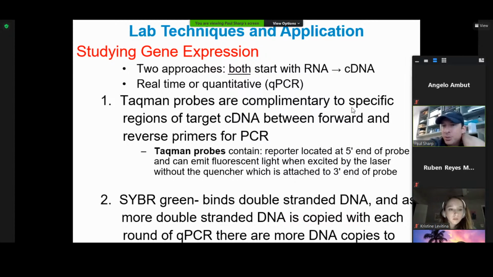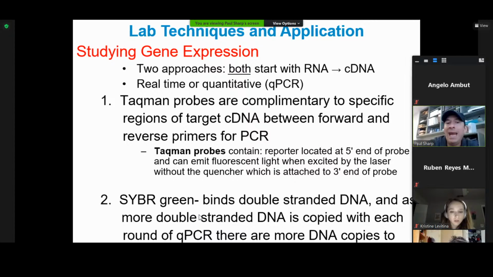TaqMan probes are complementary to specific regions of our target cDNA, a particular gene that we're looking at. And the cool thing about TaqMan probes is that, if you set it up right, you could probe for more than one gene at a time. You would just make sure when you order your TaqMan probes that the different probes are distinguishable, and the Taq polymerase plows through the probe, releasing the reporter from the quencher.